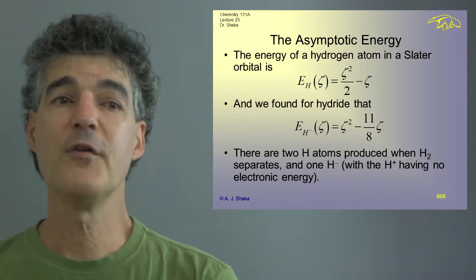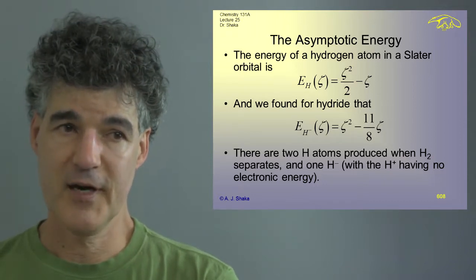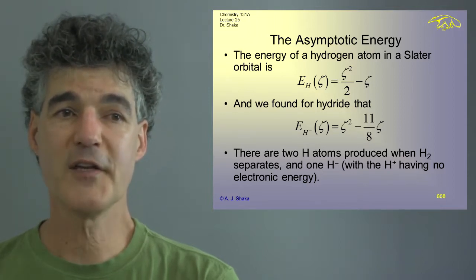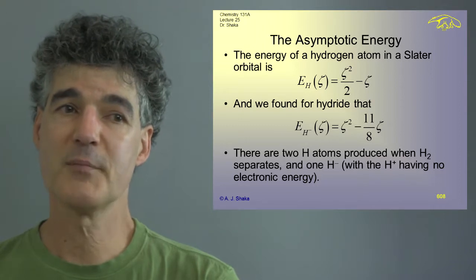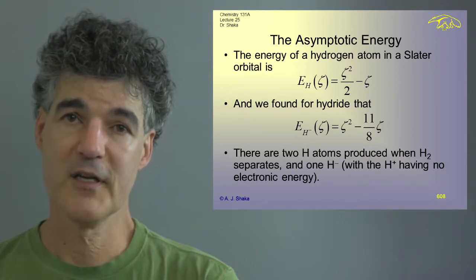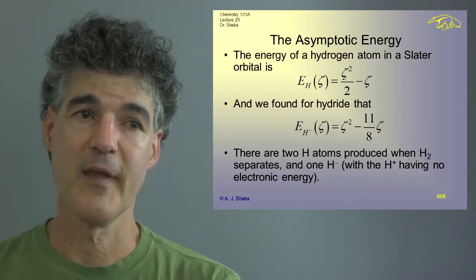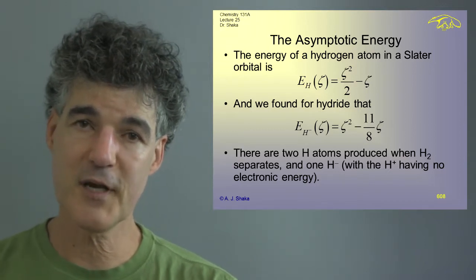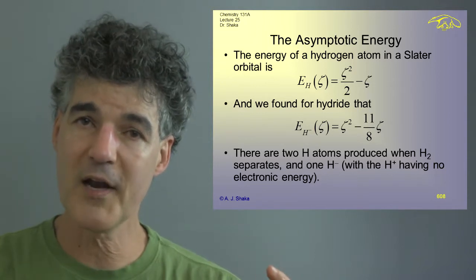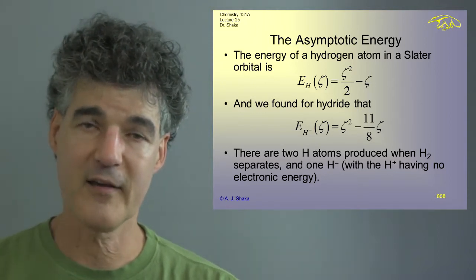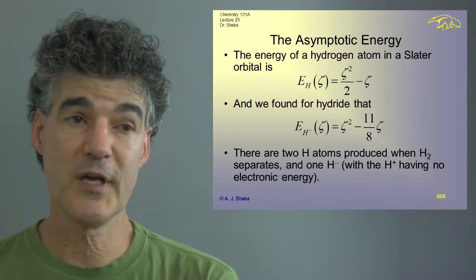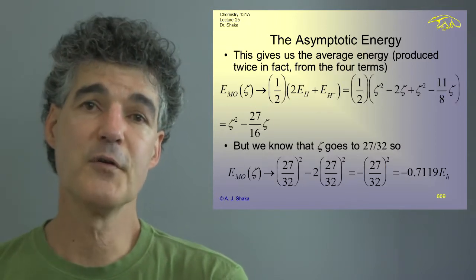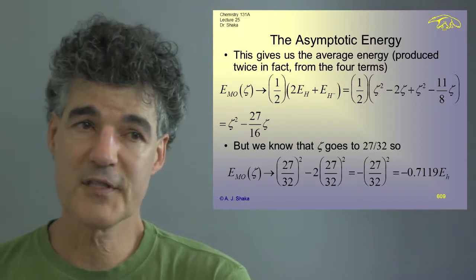And there are 2 H atoms produced when H2 separates, 1 H minus and 1 H plus, with the H plus having no electronic energy. So if I take 1 H2, you get 2 H atoms when it separates. But if it separates this way, you just get 1 hydride and nothing. Now you want to include equal parts of those. So there are 4 terms, but we only need 2. We don't need to do the other 2 because they're the same.